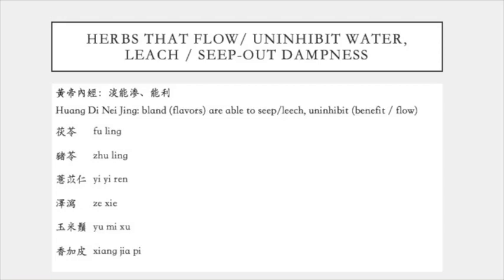On this slide, I have herbs that flow or uninhibit water. These are the substances that are leaching or seeping out dampness. And we can see on this slide that the Neijing tells us that the bland flavors act like this in the body. It is the Huangdi Neijing that tells us that it's the flavor of the herbs that creates an effect upon the qi. It is a predictable, repeatable effect.